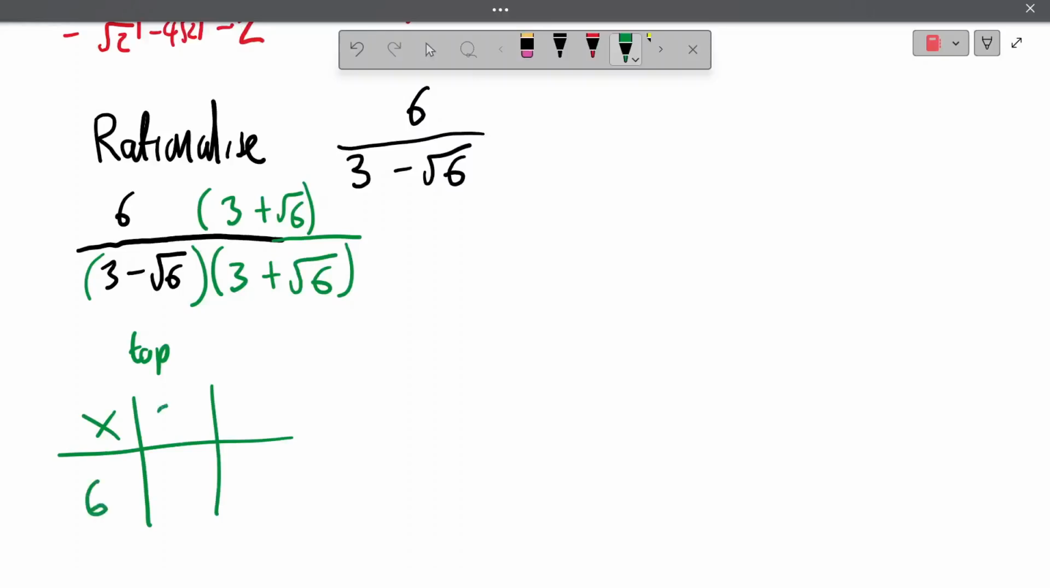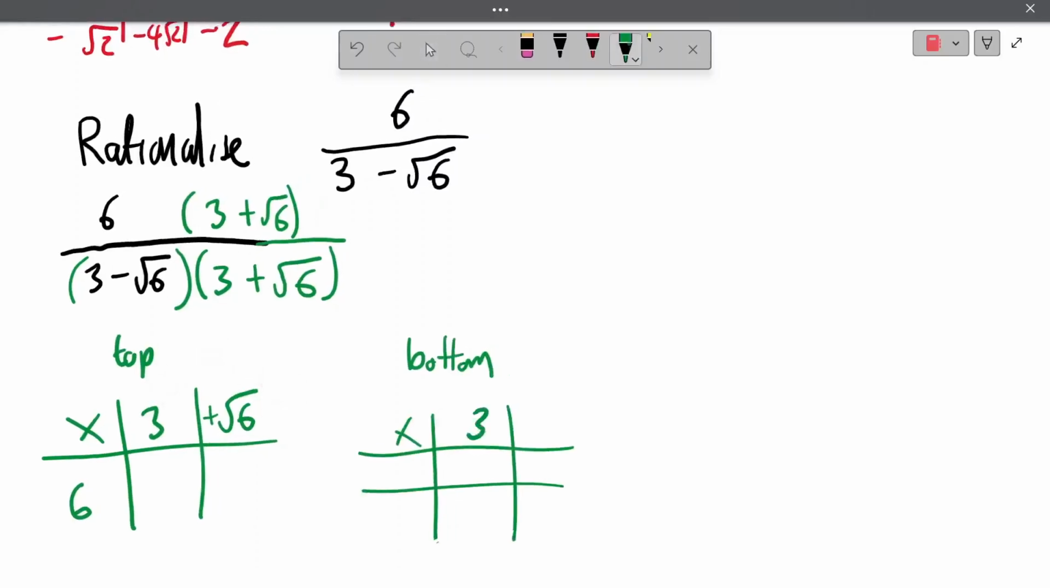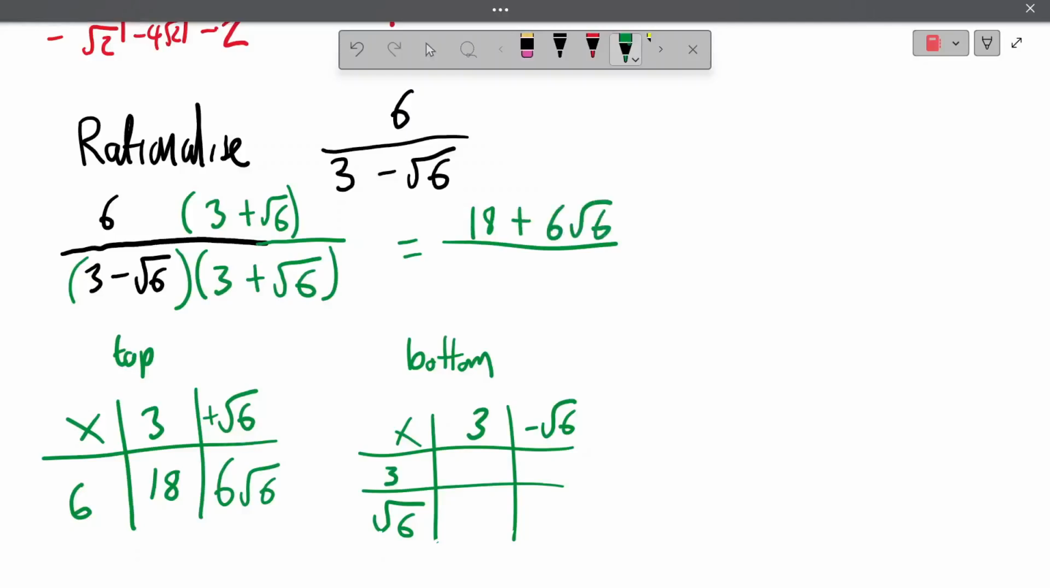Back to the same as last time. On top we actually only need a single line across. So you have 6 times 3 plus root 6. Some people like to write it that way. And the bottom, we end up with 3 minus root 6 times 3 plus root 6. Let's sort out the top. 3 times 6 is 18, and 6 times root 6 is 6 root 6. So the top is 18 plus 6 root 6.